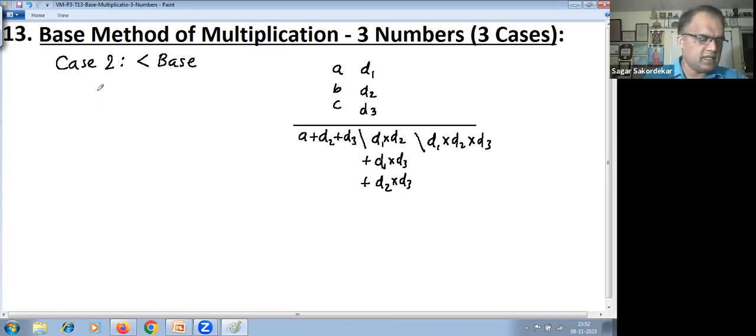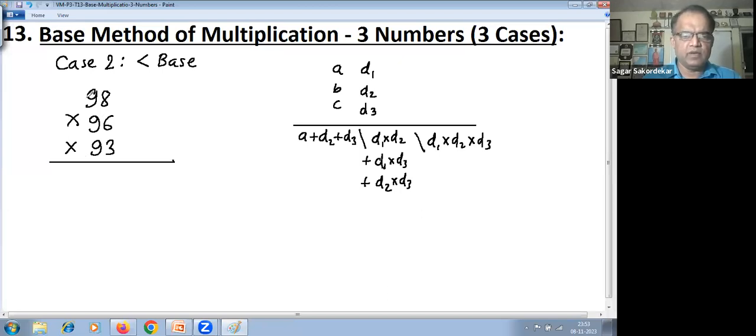For example, let's take 98 multiplied by 96 multiplied by 93. All three numbers are less than 100 and near to 100. So the steps remain the same. Only here the difference will be negative, because you are subtracting 98 minus 100, subtracting a bigger number, so it is minus 2. Otherwise, you can just use all from 9, last from 10 to get the difference. This is minus 4 and this is minus 7.